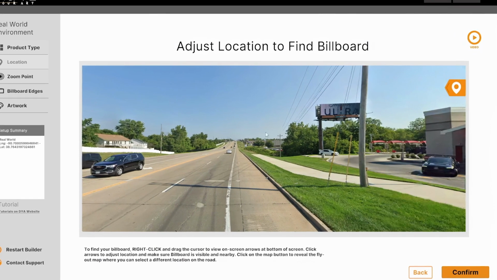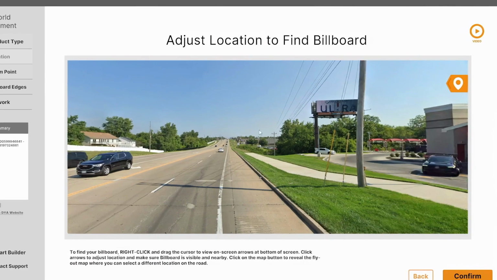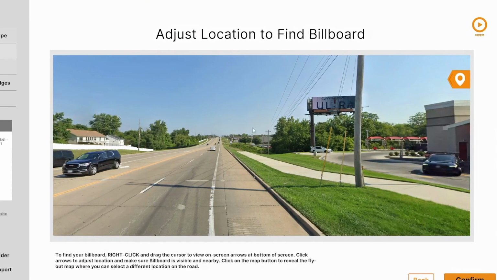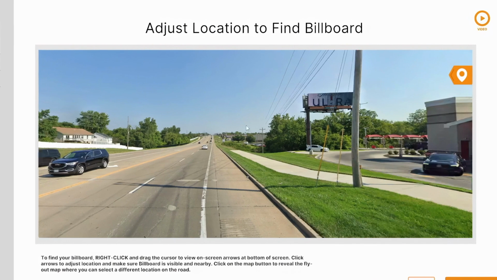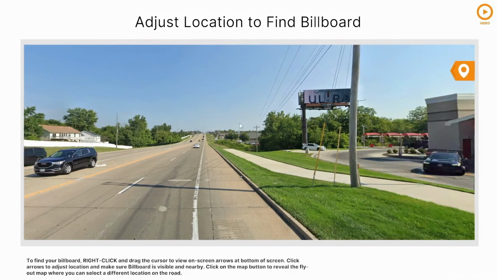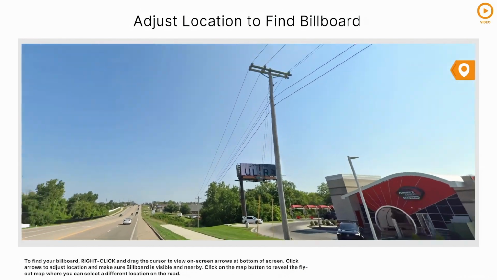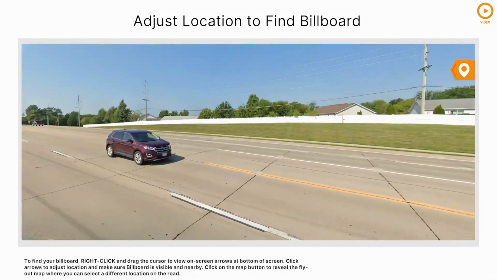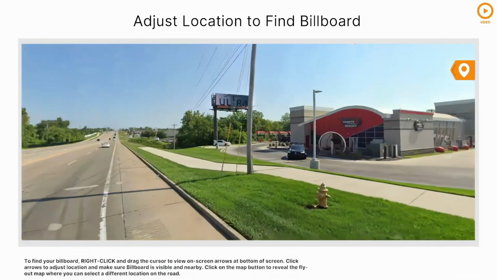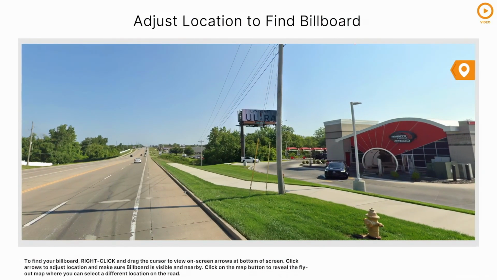You are now viewing the location based on the coordinates and the road you clicked on in the last screen. The goal of this screen is to place the billboard a short distance in front of you. If you cannot see your billboard, you can adjust your view 360 degrees by right-clicking on the roadway and dragging it in the direction you want to view. Remember, your billboard may be behind you or off on the left or right side of the road.